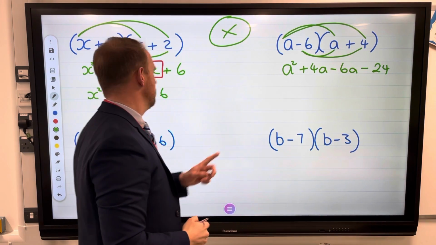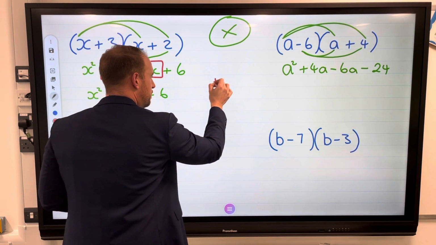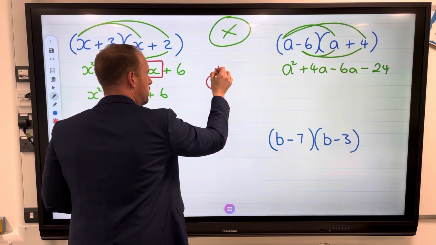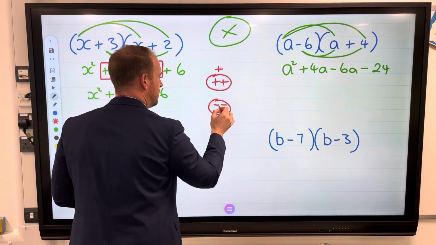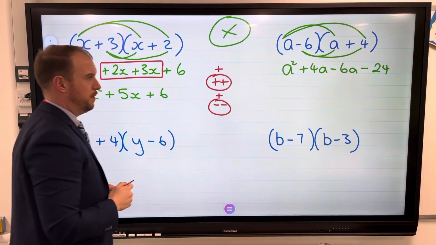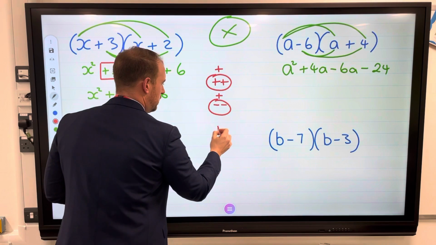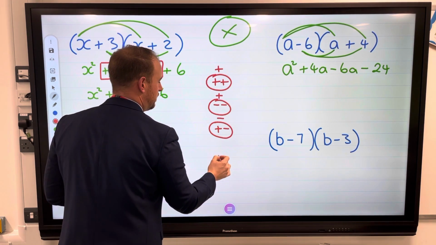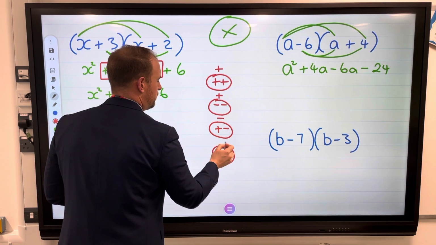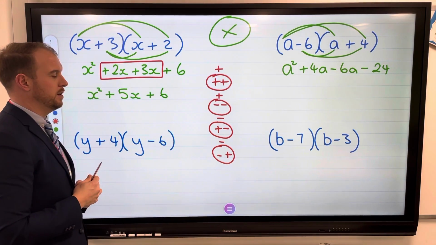Minus and a plus make a minus. Remember with those though, if they're both positive, it's going to give a positive answer. If they're both negative, it's going to give me a positive answer. If I have a positive and a negative, it's then going to be a negative. And a negative and a positive, it's going to give me a negative.